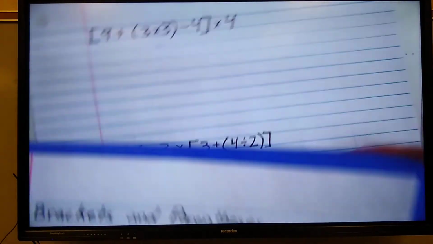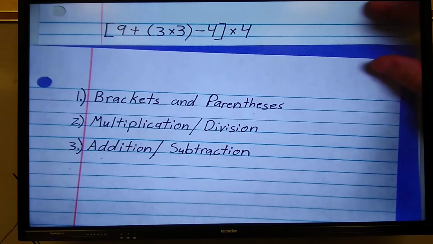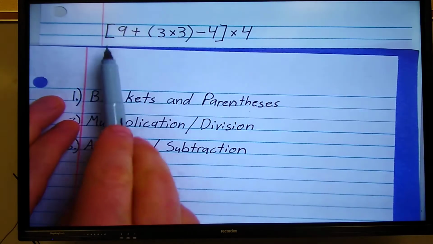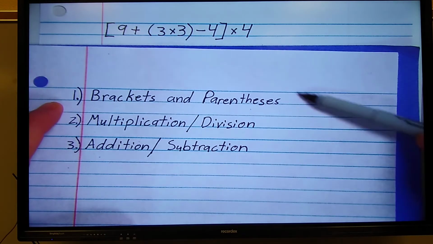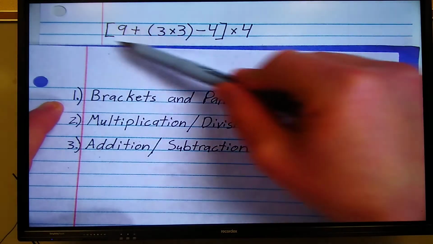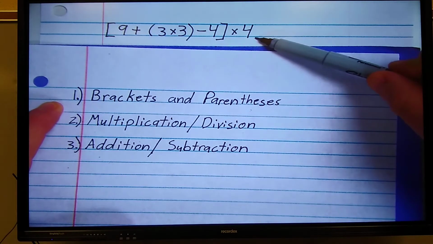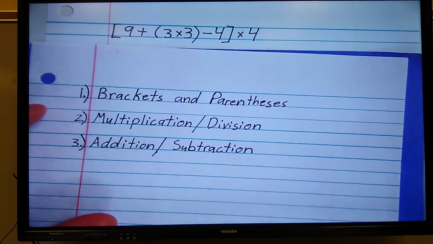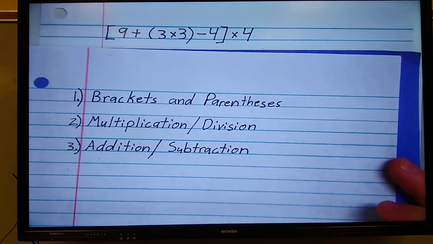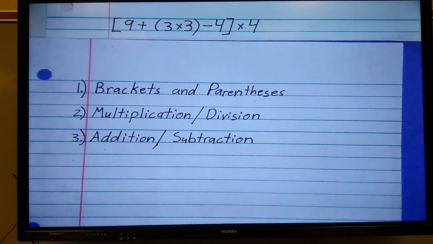Let's step it up a notch. This time I do have brackets. Inside these brackets, you follow these rules. And then when you're done, solve the rest of the problem with the answer to what you have in the brackets. Try it and see how you do. If you get it wrong, it's okay. It's our first time. But try it and see how you do. Pause the video.